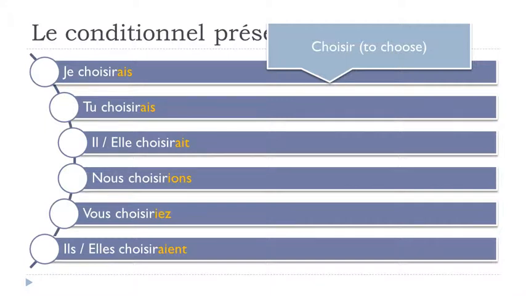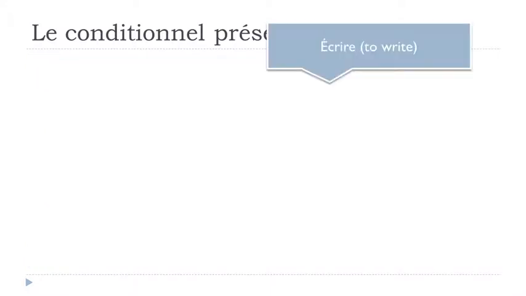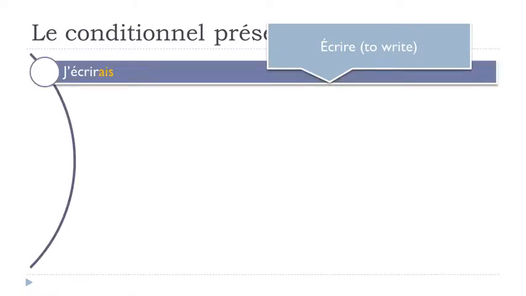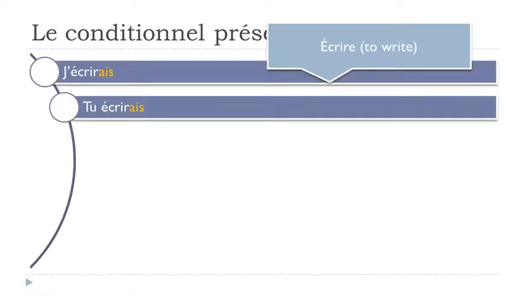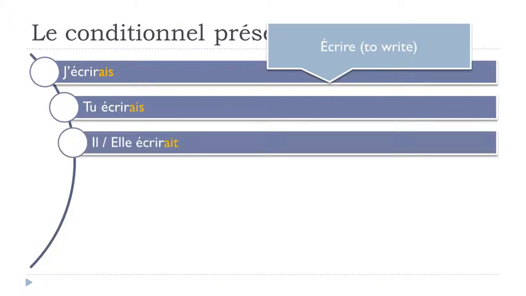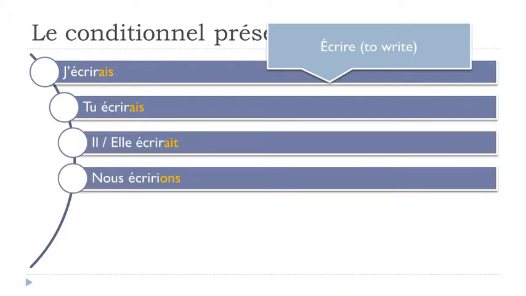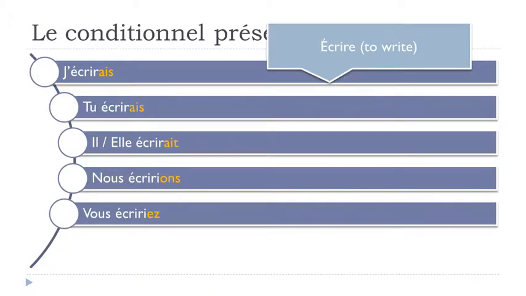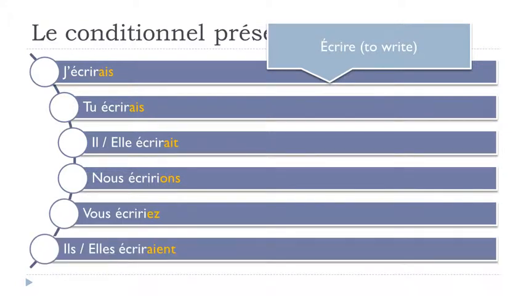Okay, not that difficult. And the last example, for the third group, it's écrire. Écrire is to write. Same rule, if you remember, the example was with lire, to read, but it's exactly the same rule. If you look carefully, it's ending with this e, okay? So you take it away, and after that you put the ending. J'écrirais, tu écrirais, il écrirait, elle écrirait, nous écririons, vous écririez, ils écriraient, elles écriraient.